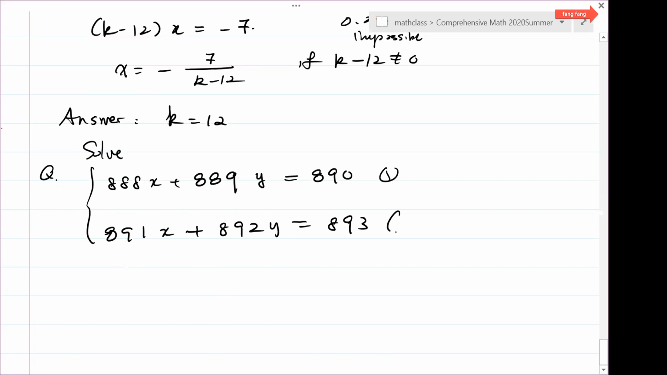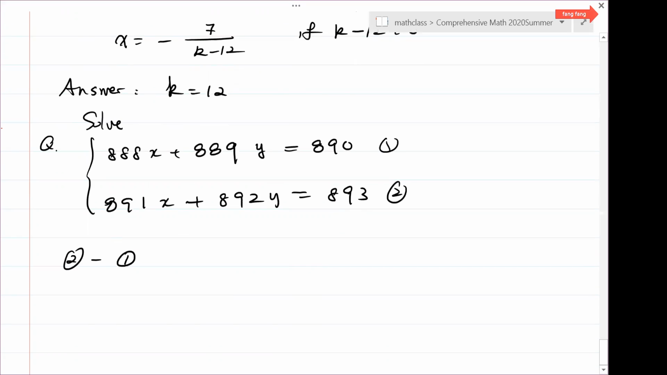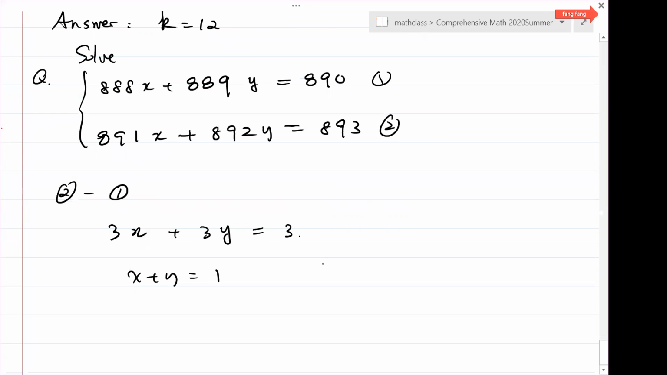So that's equation 1, equation 2. I think we can get a simple equation from these two. Equation 1 minus equation 2. 891 minus 888 is 3x. 892 minus 889 is 3y. And 893 minus 890 is 3. So you end up with a very simple equation, x plus y equals 1. That's equation 3. If you can get to that point, then you can quickly solve for x and y.